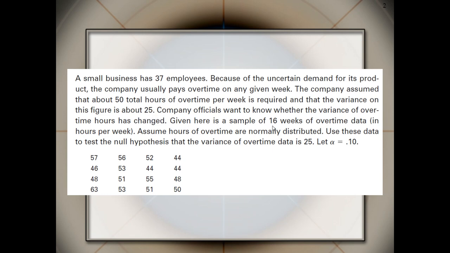Given here is a sample of 16 weeks, that's the sample size, of overtime data in hours per week. Assume hours of overtime are normally distributed, that's the assumption. Use this data to test the null hypothesis that the variance of overtime is 25, and we have a level of significance, that is alpha, of 0.1, and these are those 16 weeks of data. So here our test is to check whether the population variance is 25 or not.